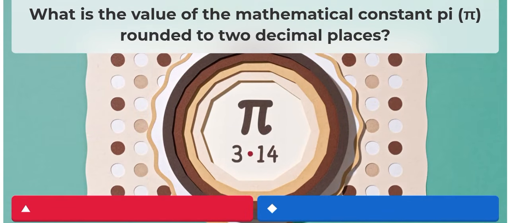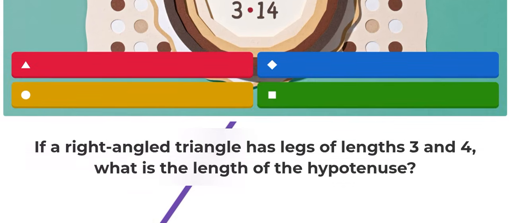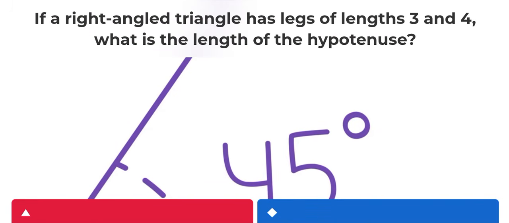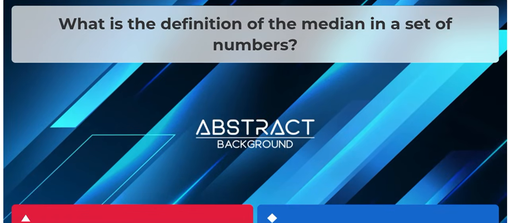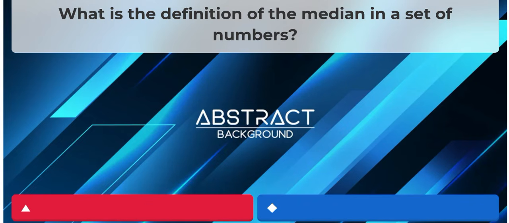What is the value of the mathematical constant pi rounded to 2 decimal places? If a right-angled triangle has legs of lengths 3 and 4, what is the length of the hypotenuse? What is the definition of the median in a set of numbers?